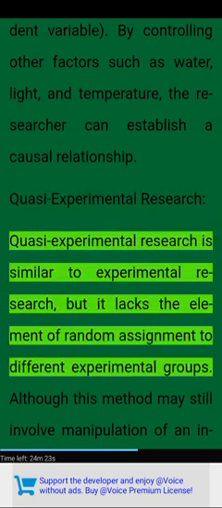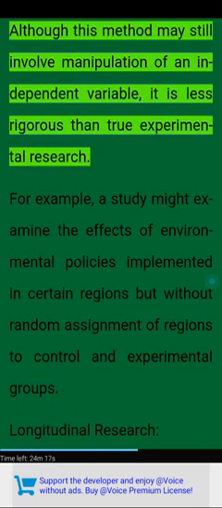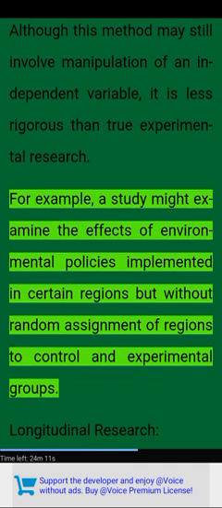Quasi-experimental research. Quasi-experimental research is similar to experimental research, but it lacks the element of random assignment to different experimental groups. Although this method may still involve manipulation of an independent variable, it is less rigorous than true experimental research. For example, a study might examine the effects of environmental policies implemented in certain regions but without random assignment of regions to control and experimental groups.